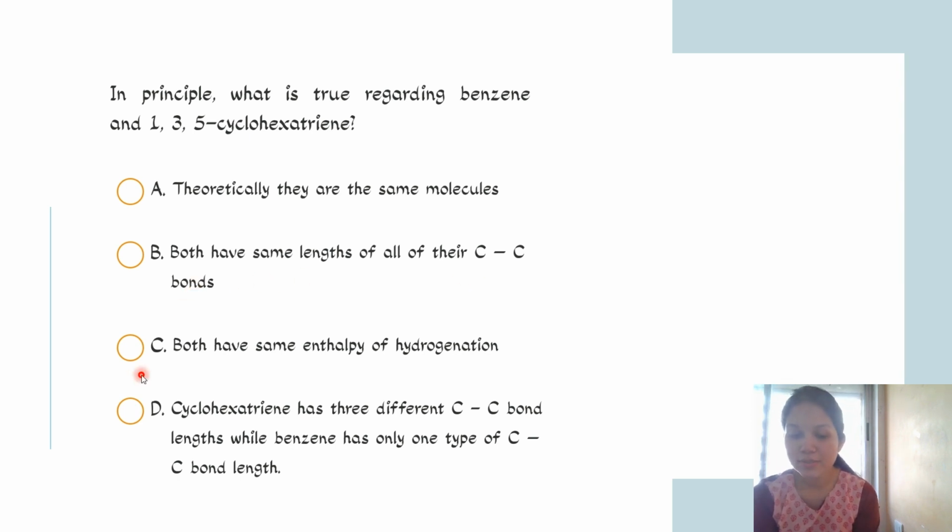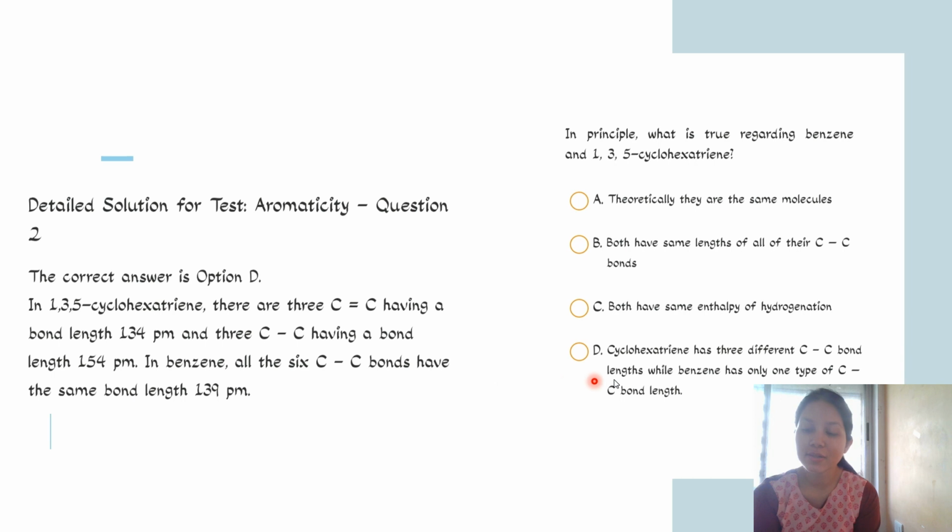So for this particular question, option D will be the correct answer. This is the explanation, which has also shown the carbon carbon single and double bond lengths in the hypothetical compound 1,3,5-cyclohexatriene. So option D will be the correct answer.